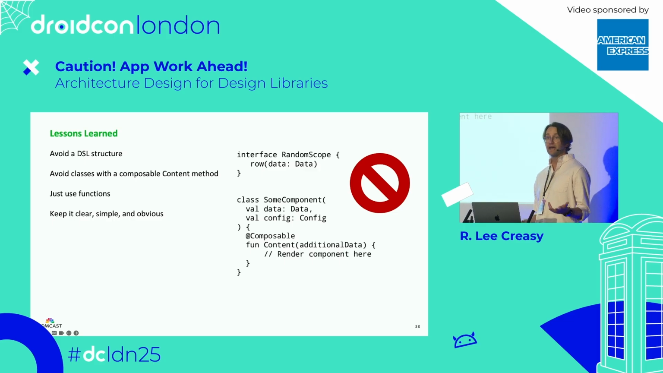And I'll go back to that content method situation. Designers don't know how to talk like that, right? And nor should they have to. What they really just want to know is what the name of the component is, so that the engineers can implement it. Like I was saying, we just want our APIs to be clear, simple, and obvious.